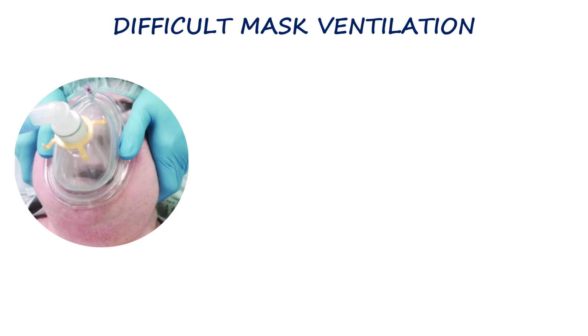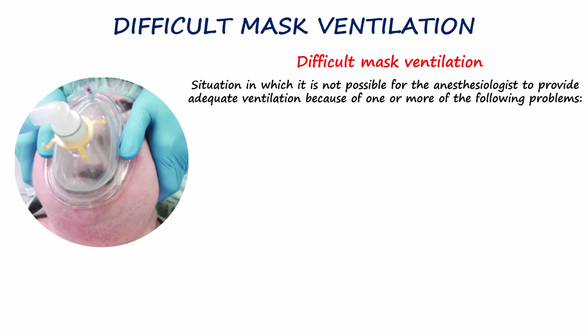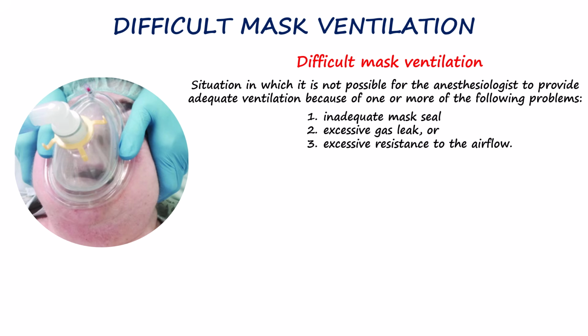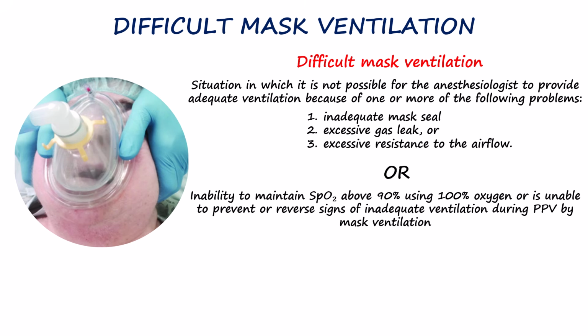According to the American Society of Anesthesiologists, it is defined as a situation in which it is not possible for the anesthesiologist to provide adequate ventilation because of one or more of the following problems. This includes inadequate mask seal, excessive gas leak, or excessive resistance to the airflow. Several reviews and Airway Society teaching materials simplify this into a functional, outcome-based definition, stating that difficult mask ventilation occurs when an unassisted anesthesiologist is unable to maintain oxygen saturation above 90% using 100% oxygen, or is unable to prevent or reverse signs of inadequate ventilation during positive pressure mask ventilation.